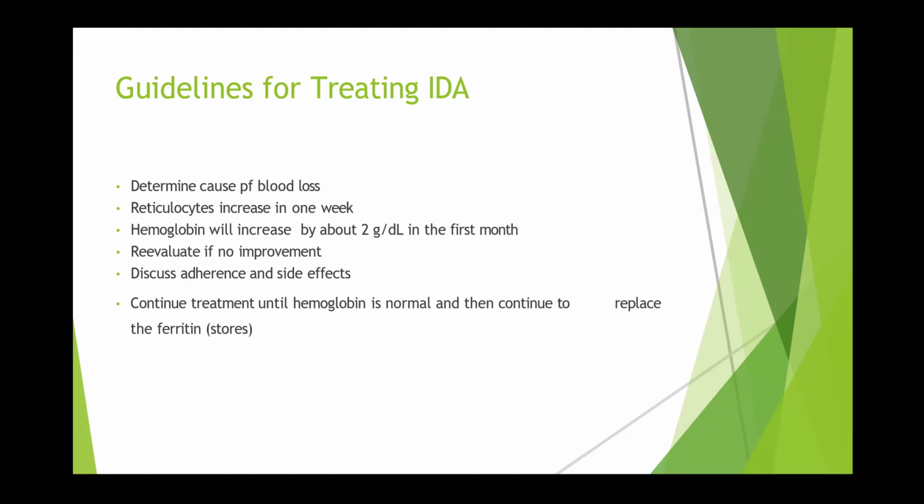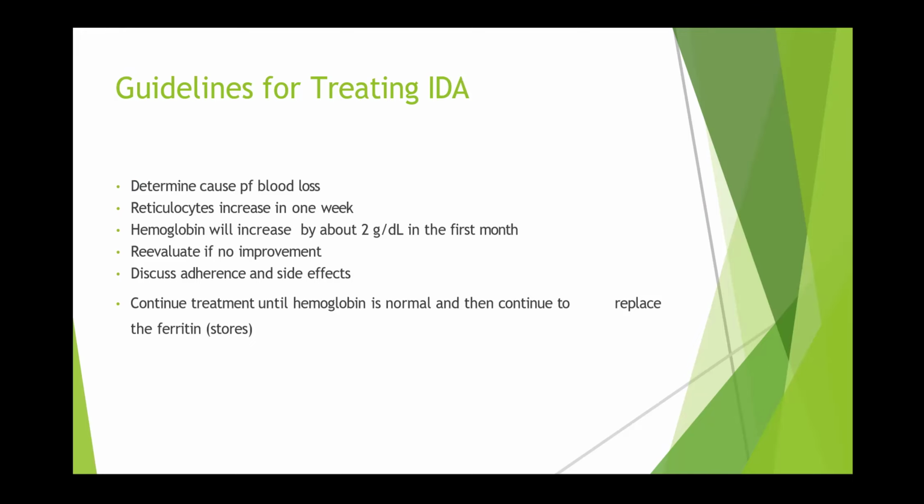First thing is determine the cause, right? So why are they losing blood? Reticulocytes should increase in 1 week once treatment begins, and hemoglobin should go up by about 2 grams per deciliter in the first month. If there's no improvement, you might want to reevaluate and go with something different.